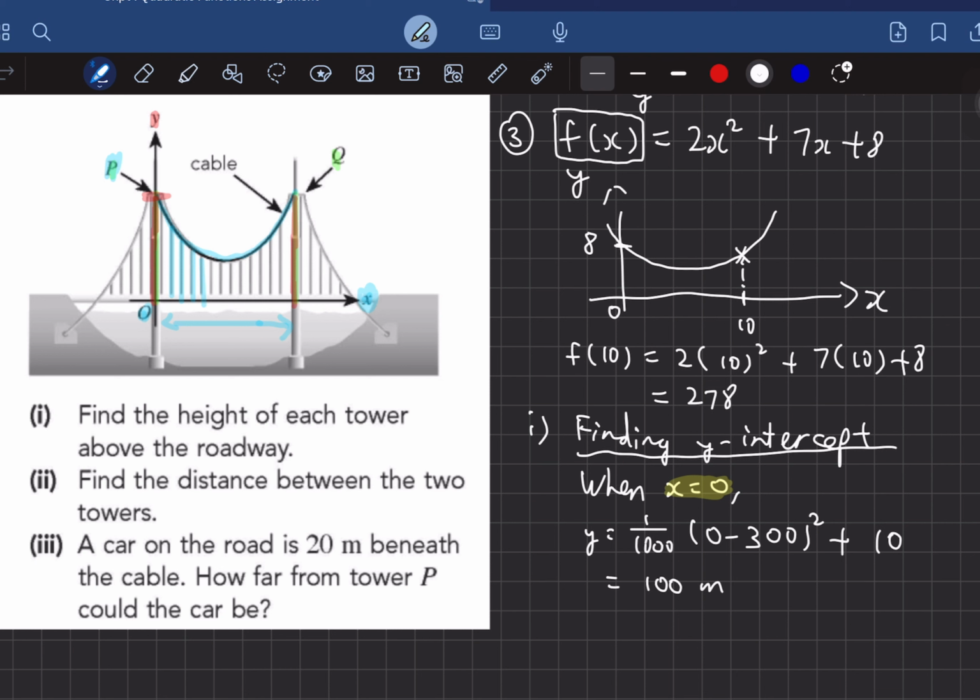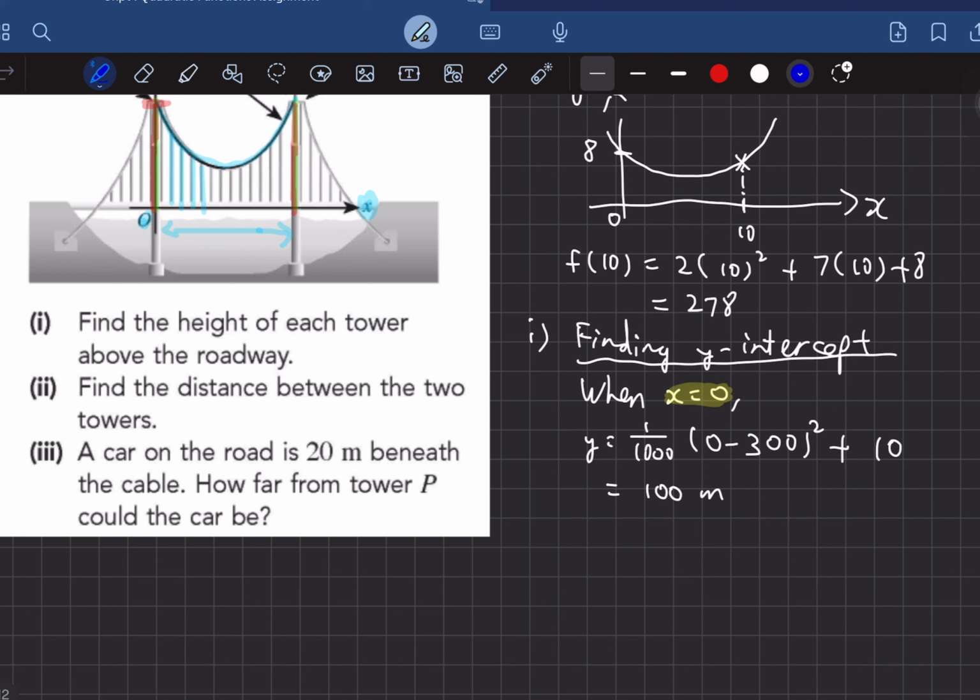It's a 1 mark question. Then part 2, they say find the distance between the two towers, which is actually here, the distance apart. Then students ask, how to find? Some students who are smart enough will see that this function given in the question, y equals 1 over 1000 (x minus 300) square plus 10, is actually the result of completing the square based on this bracket here.